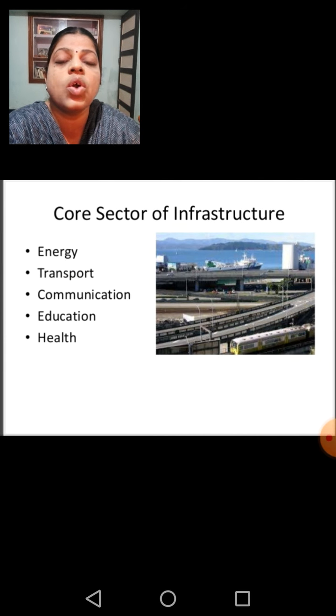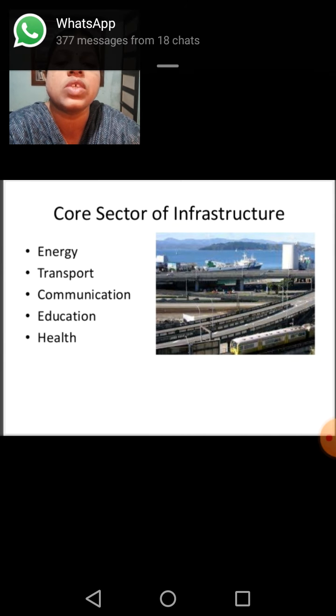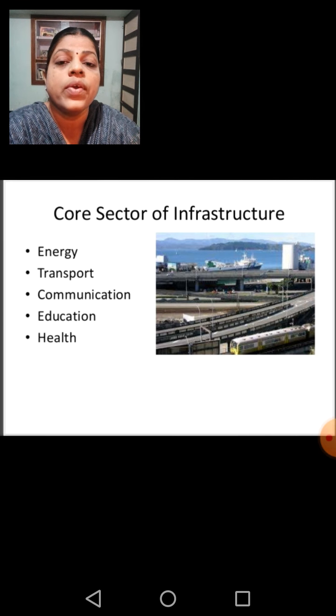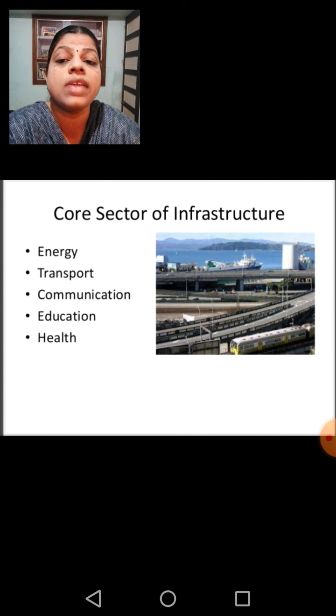And which are the core sectors of infrastructure? Which are they? Energy, transport, communication, education and health. These are the 5 core sectors of infrastructure required for our country.